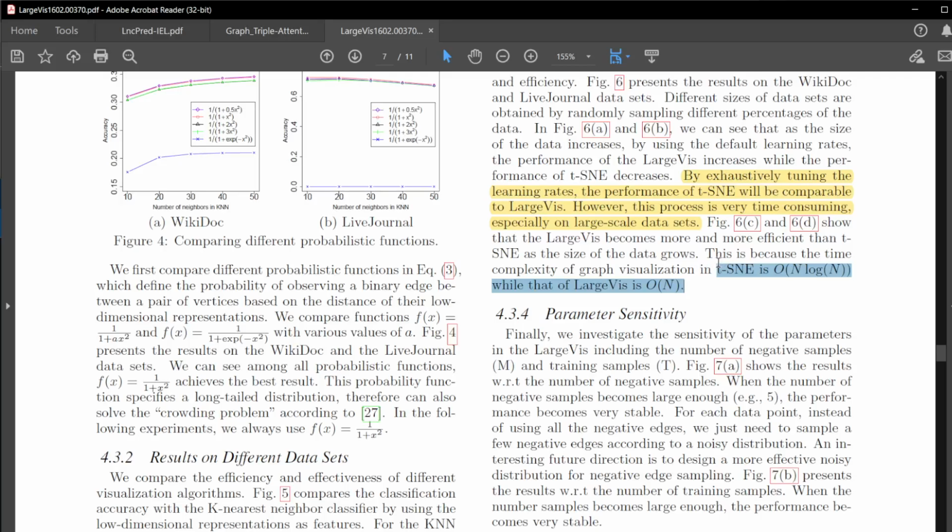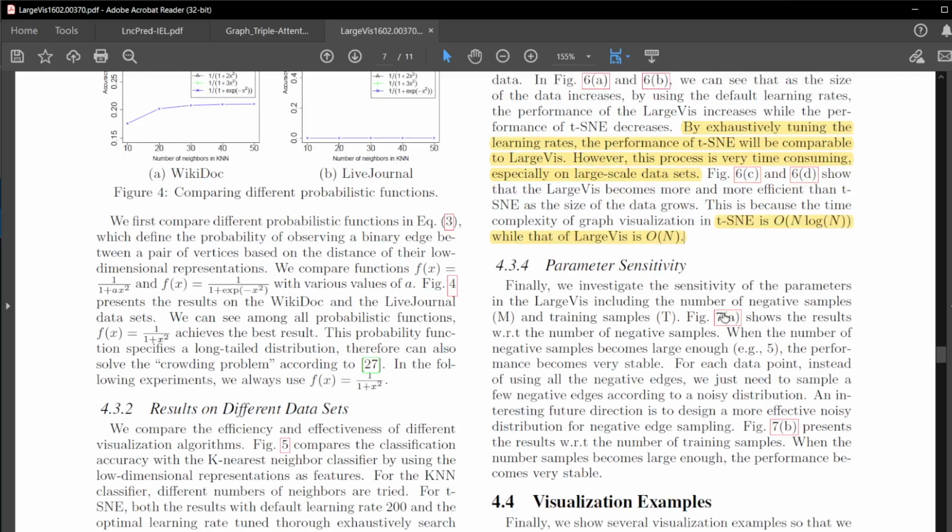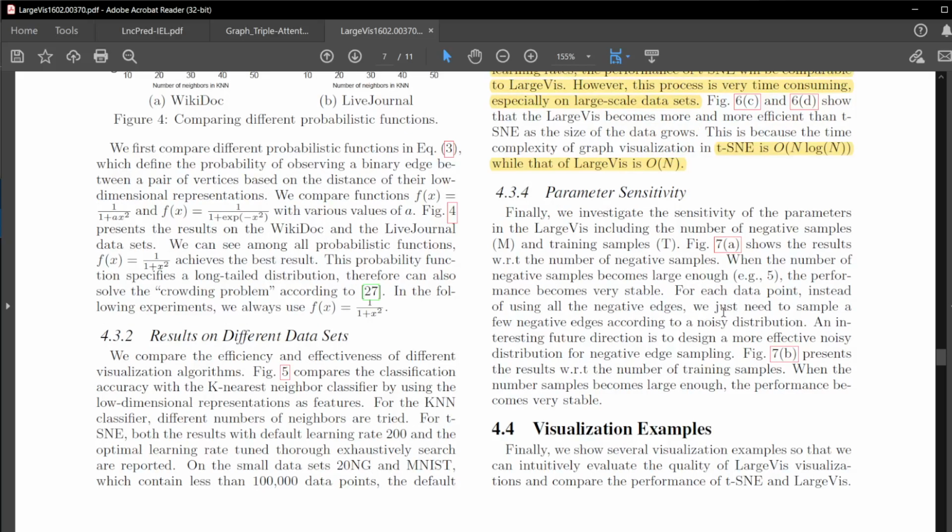4.3.4 Parameter sensitivity. Finally, we investigate the sensitivity of the parameters in the LargeVis, including the number of negative samples, m, and training samples, T. Figure 7a shows the results with respect to the number of negative samples. When the number of negative samples becomes large enough, for example 5, the performance becomes very stable. For each data point, instead of using all the negative edges, we just need to sample a few negative edges according to a noisy distribution. An interesting future direction is to design a more effective noisy distribution for negative edge sampling. Figure 7b presents the results with respect to the number of training samples. When the number of samples becomes large enough, the performance becomes very stable.